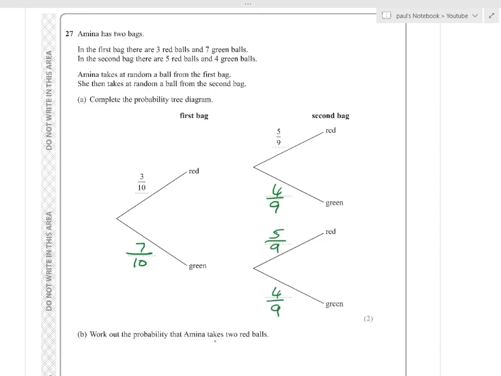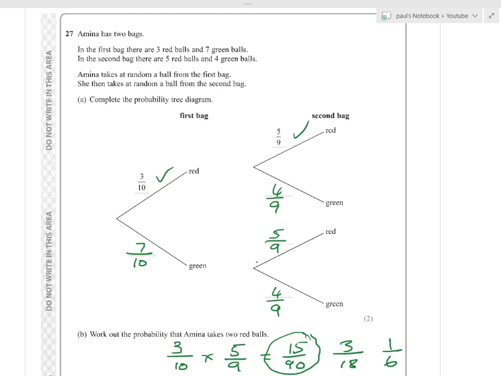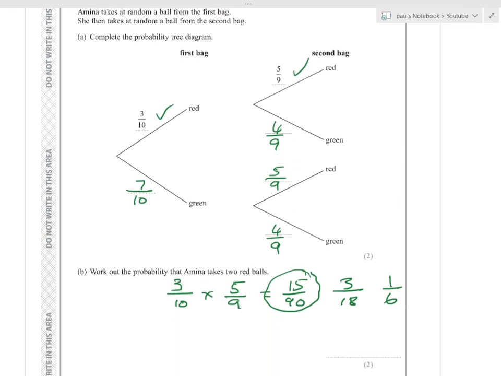Work out the probability that Amina takes 2 red balls. Well, the red one is this one, followed by that one there. So you have 3 over 10 times 5 over 9. It's 15 over 90. Divide by 5, which is 3 over 18. Divide by 3. It's 1 over 6. I don't know whether maybe that would do. I don't like to simplify when you've got these probabilities in case you make a mistake.